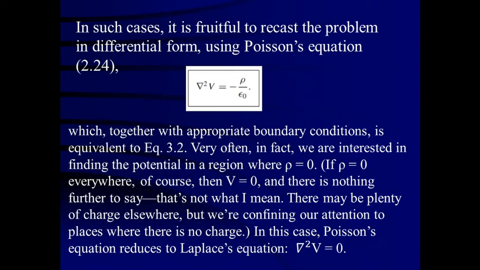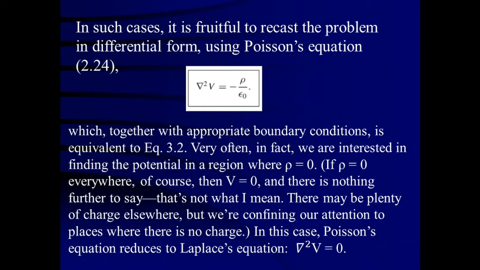So in that case, it is better to recast the problem in a differential form using Poisson's equation. That is, del square V is equal to minus rho upon epsilon 0, which together with appropriate boundary conditions is equivalent to equation 3.2.